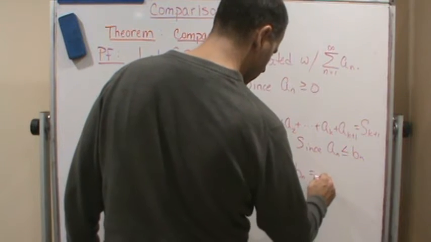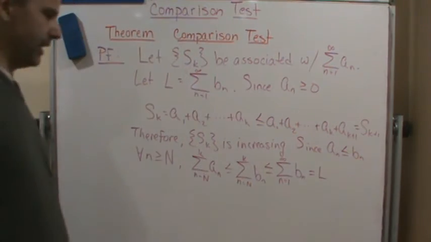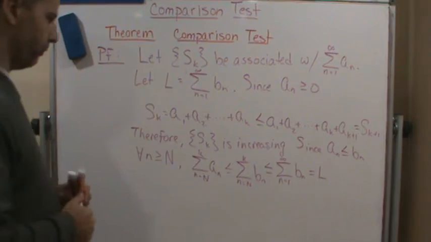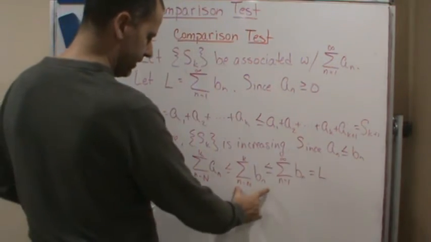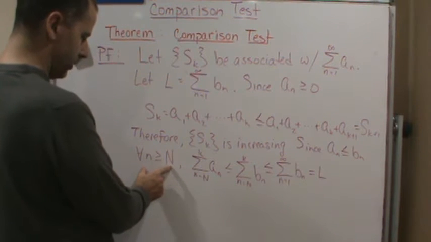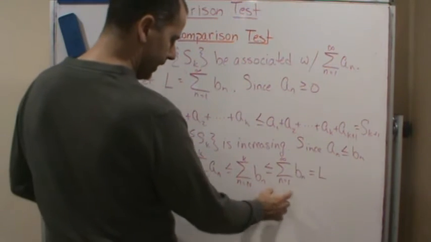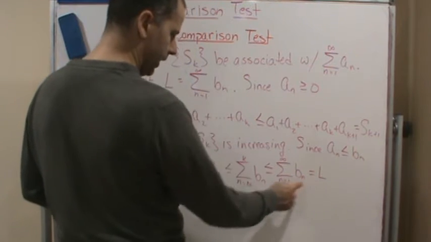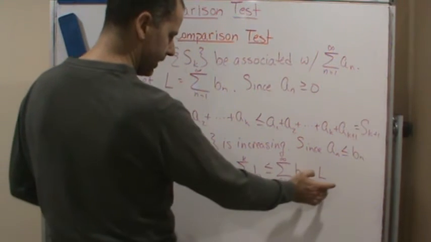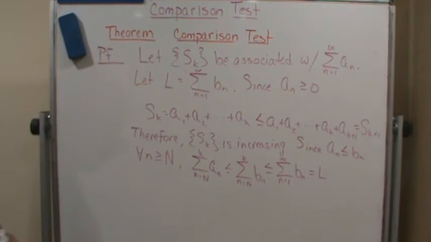And of course, that's equal to L. So now, because this is true for all n greater than or equal to N, and this is less than or equal to the infinite series, which is equal to L, we know these two are less than L, some real number L. Okay, now. So now, what do we know?